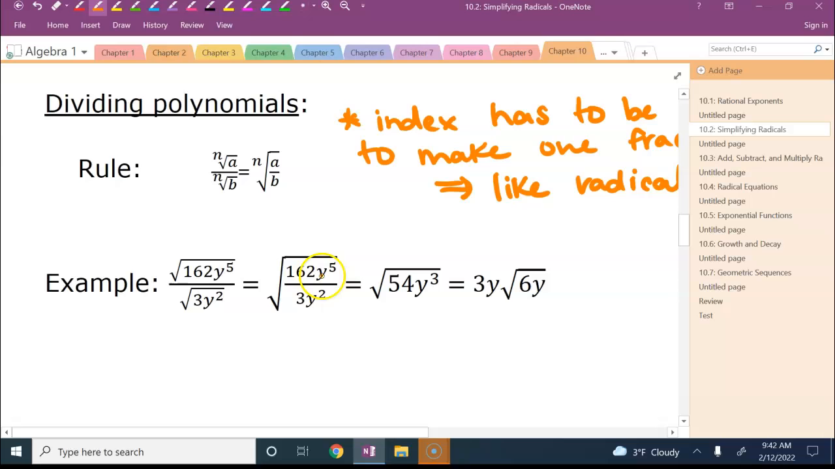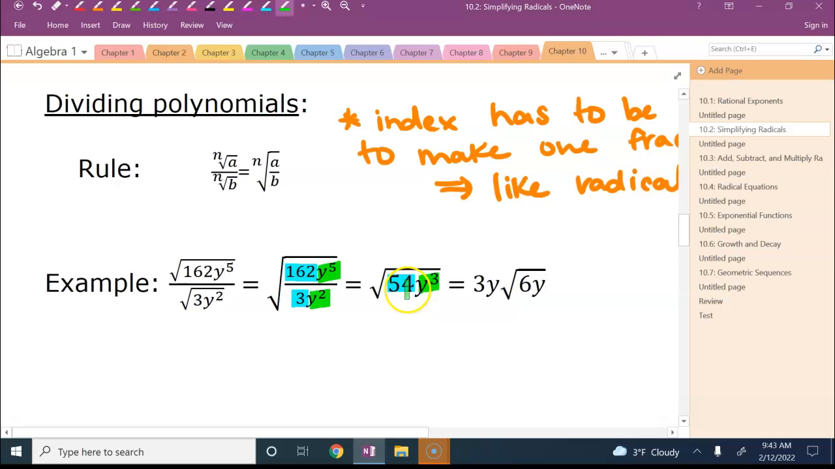And the benefit of this is because now I can reduce the stuff underneath the square root sign before I try to pull anything out. So what I did next is I looked at my numbers. On top I had a 162 and a 3, and I divided those to get my 54 here. And then with your letters you have y to the fifth and y squared, so you're going to subtract those exponents to get y to the third. So remember, 5 minus 2 is how we simplified those exponents.